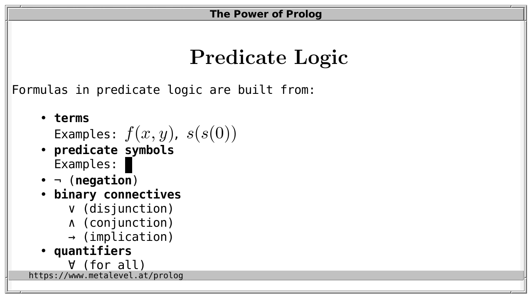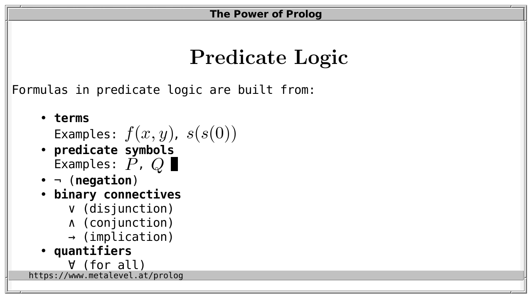A predicate has a name and a number of arguments. The name is called a predicate symbol, and the number of arguments is called the arity of the predicate. And by convention, predicate symbols in predicate logic typically start with an uppercase letter. That's in contrast to Prolog, where predicate names typically start with a lowercase letter. For example, P is a predicate symbol, and Q is a predicate symbol.